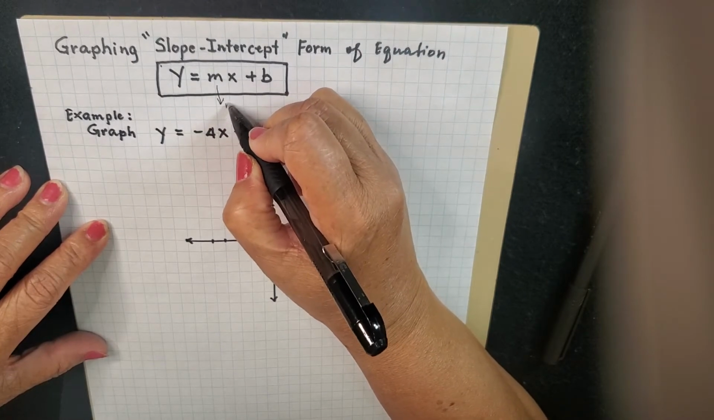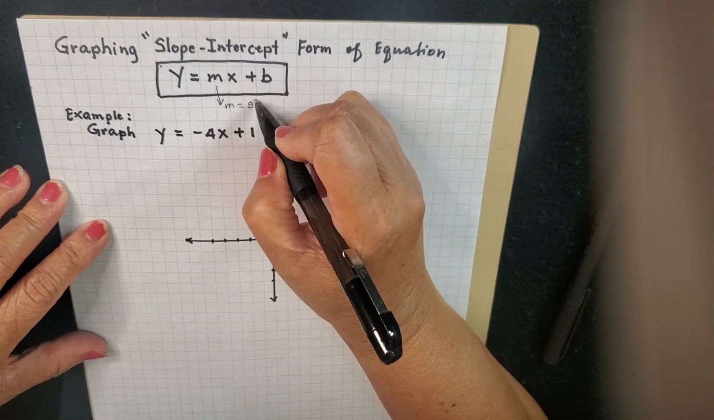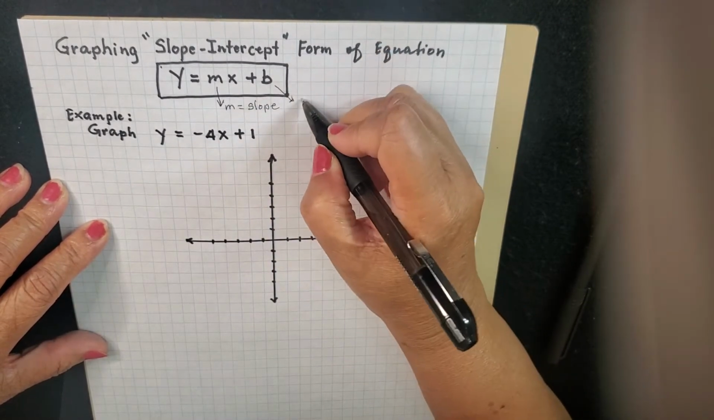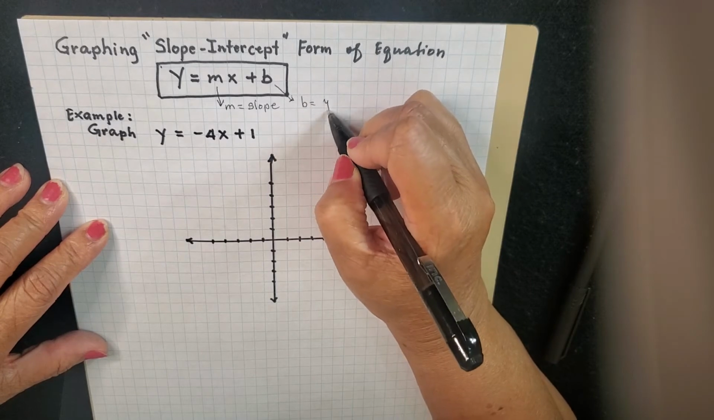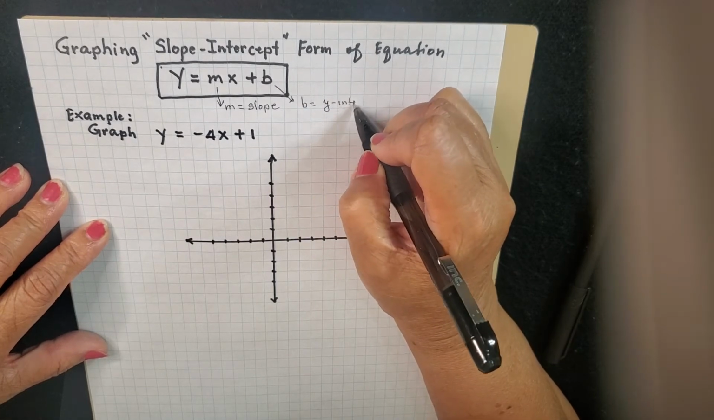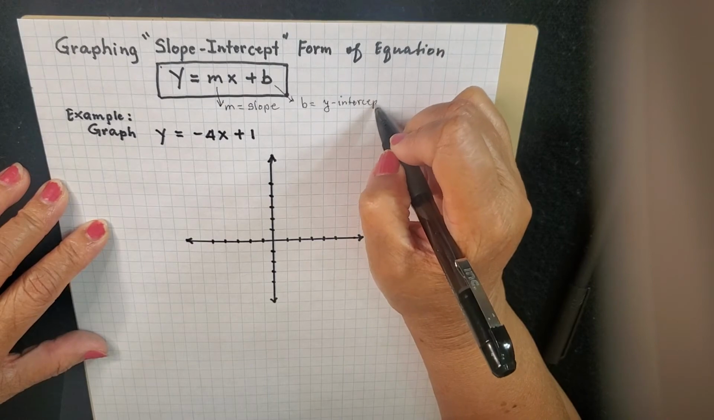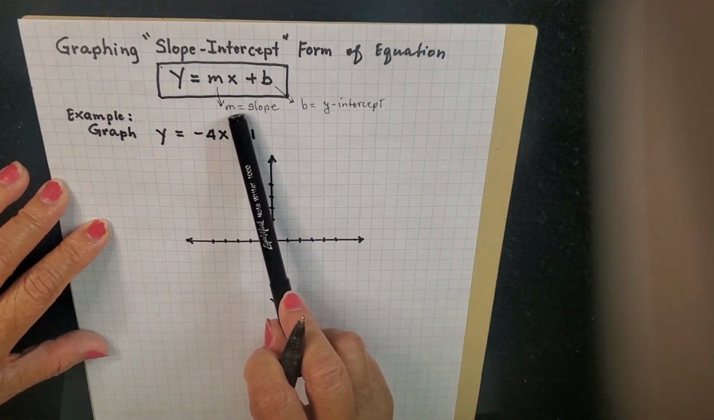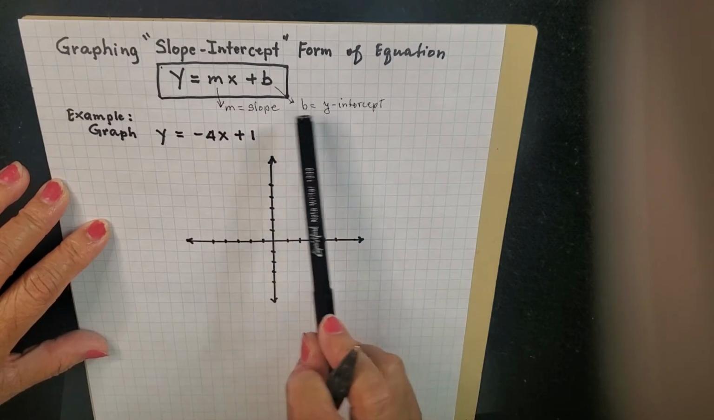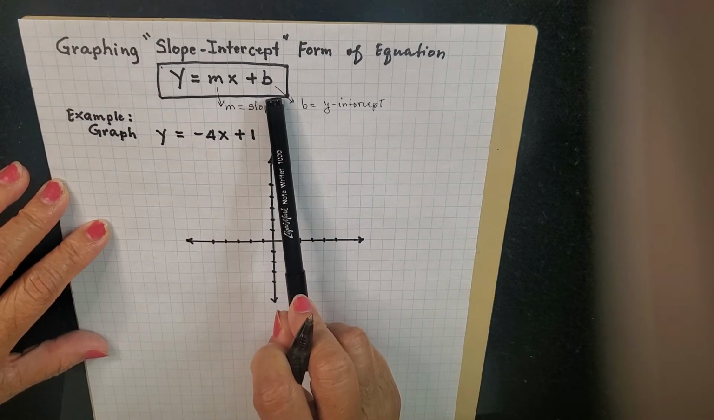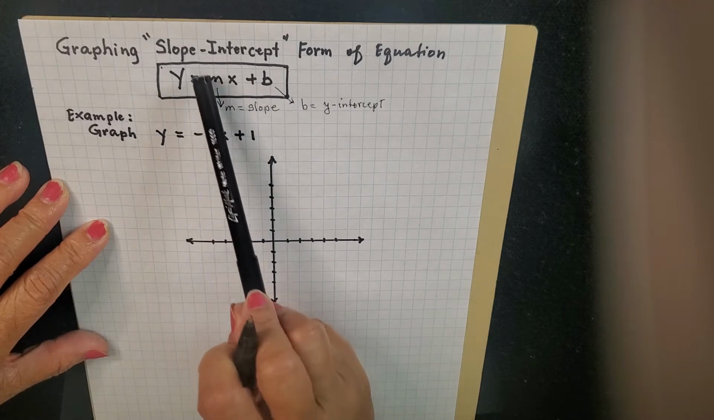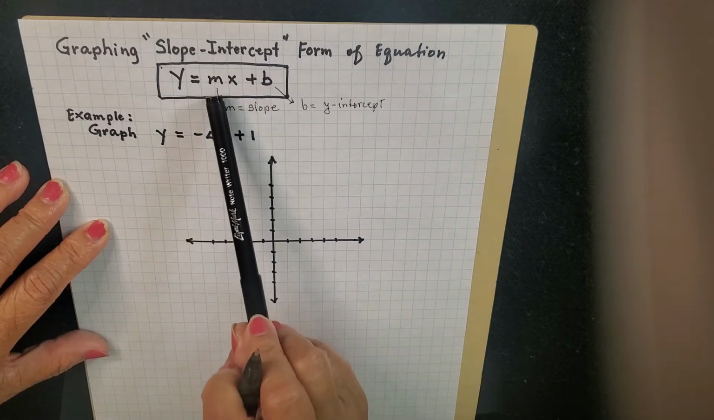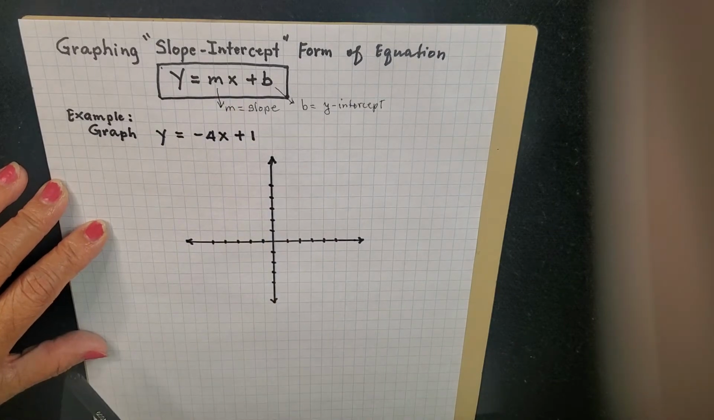We have m, which stands for the slope. B stands for the y-intercept. So, because I have the slope and I have the y-intercept here, that's the reason why this form is called slope-intercept form. I repeat, slope-intercept form.